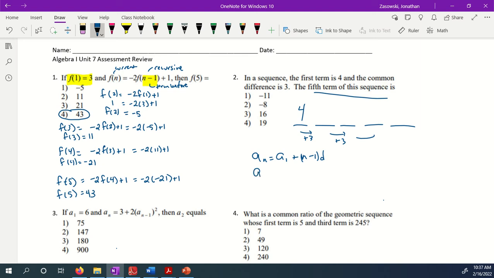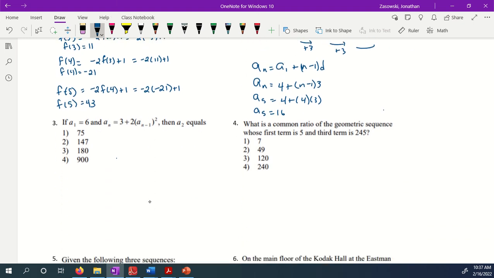So a sub n equals the first term, which we know is 4, plus n minus 1 times 3. So if we plug 5 in for the fifth term, this is going to be 4 plus n minus 1, which is really just going to be 4, times 3. 4 times 3 is 12. 12 plus 4 is 16. And we can get the idea here. If we add 3 starting at 4, we're at 7, 10, 13, and then 16. So either way, we should get the same answer.